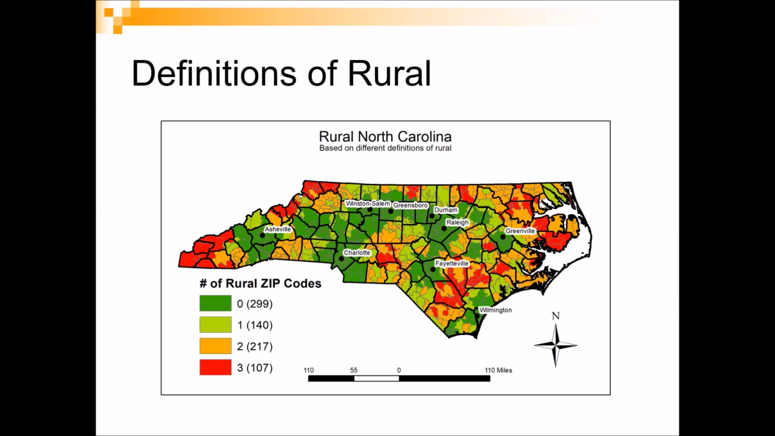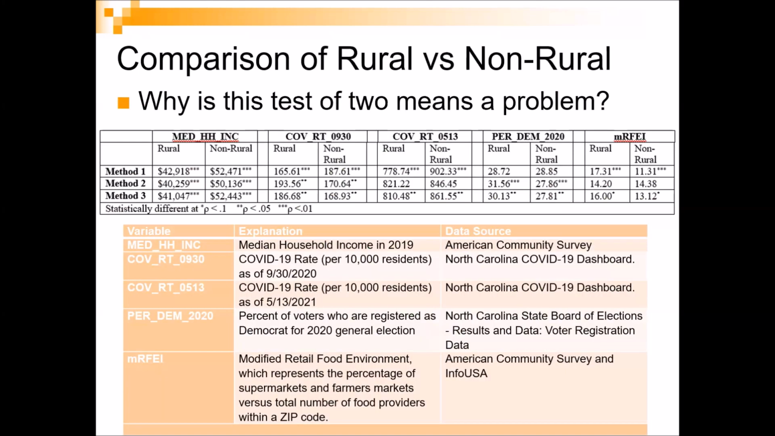So if you're on a thesis committee and you say, I'm going to say that COVID rates are higher in rural areas than urban areas, and you don't get that, it's okay. Don't go around and manipulate your data so that you get those results.